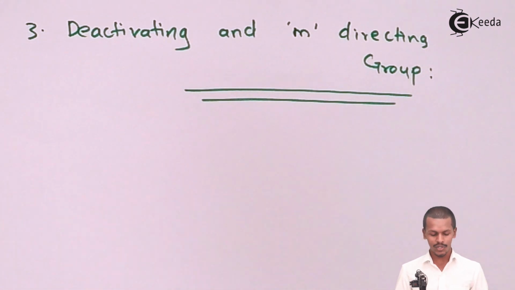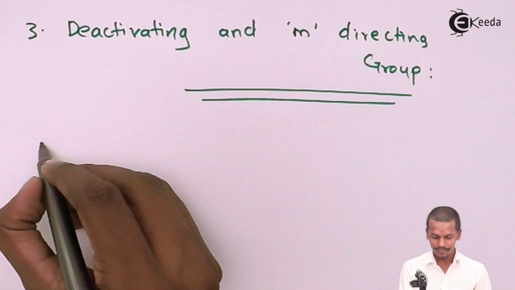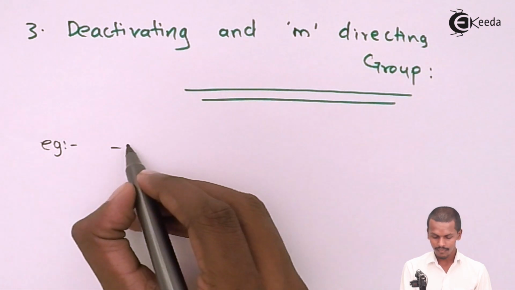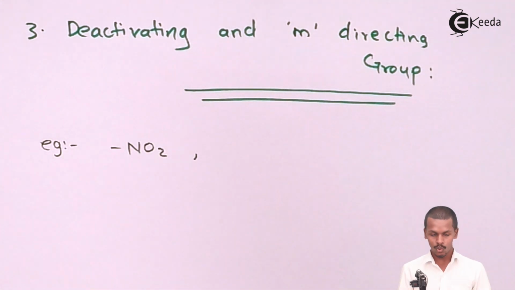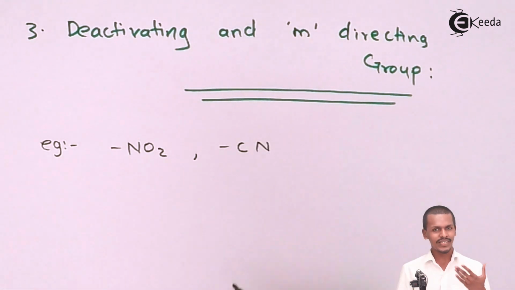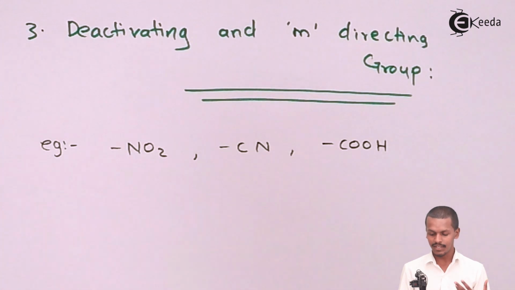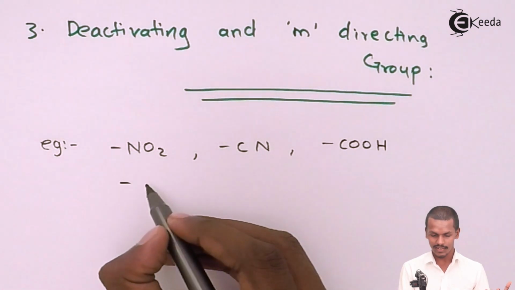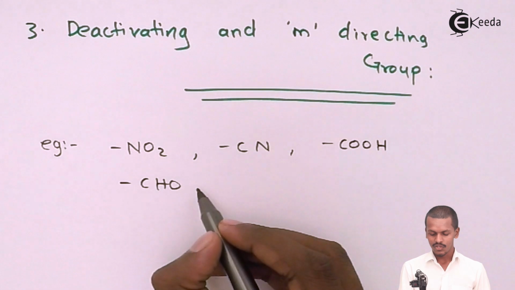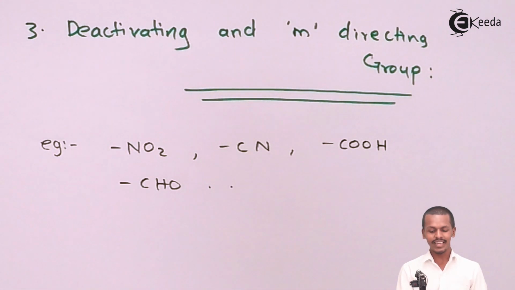So there are certain groups that I am going to discuss, and those groups are the nitro group like NO2, the cyano group or cyanide group like this one, the carboxylic group, and another one, the aldehyde group also. So these are the groups that are known as deactivating groups, and they will be meta-directing groups toward the other substituents that are going to be attached.